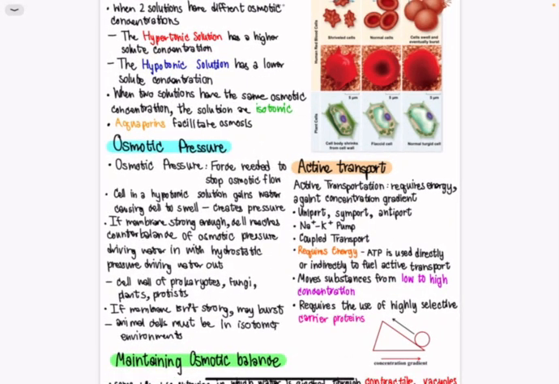Osmotic pressure. Osmotic pressure is the force needed to stop osmotic flow. A cell in a hypotonic solution gains water, causing the cell to swell and create pressure. If the membrane is strong enough, the cell reaches a counterbalance of osmotic pressure driving water in with hydrostatic pressure driving water out.